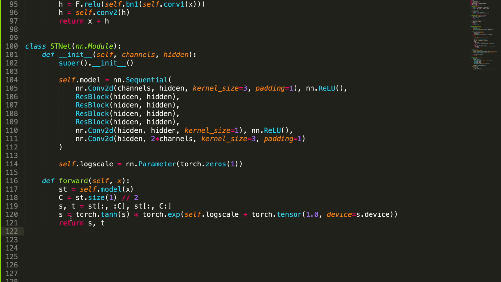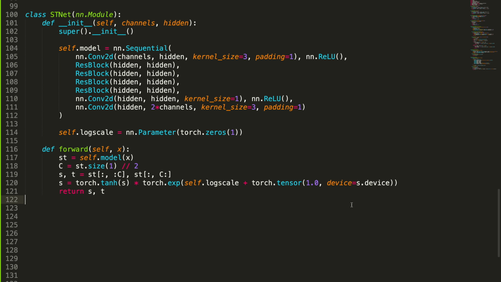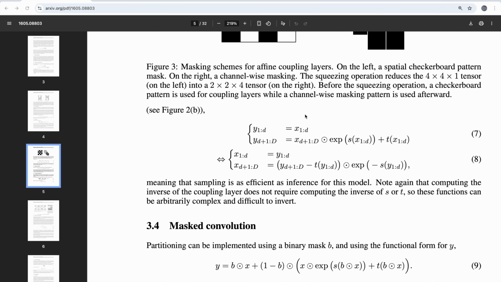But okay, basically here what they do, they take the hyperbolic tangent of S, and they also multiply it by some scaling parameter greater than 0. And basically that's why there is this log scale. They multiply by a scale parameter and they do reparameterization so that the scaling is always greater than 0. Okay, and the log scale is learned. And here they add +1 for numerical stability. Okay, so with our STNet block, now we can implement this full coupling layer.